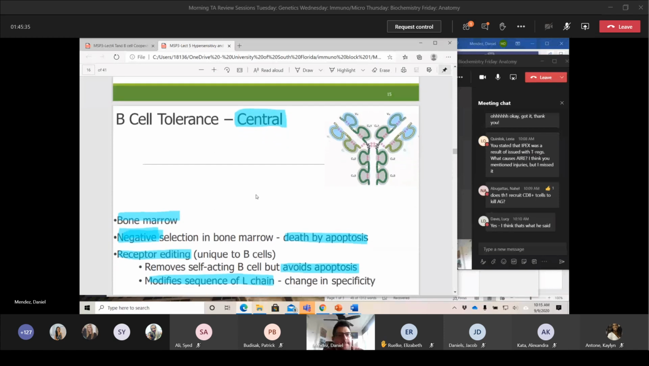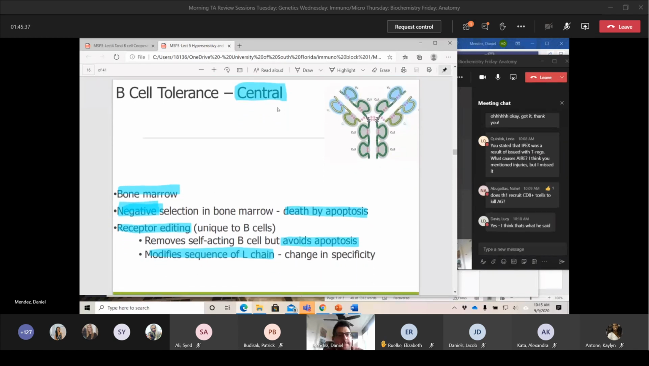All right, so our B-cell central tolerance here is done in the bone marrow. So negative selection in the bone marrow is done through death through apoptosis. It's what most negative selection is done by. There is a difference between B cell and T cell. T cell, we have the ability to inactivate them. Here with B cells, we only kill them. That is the option.